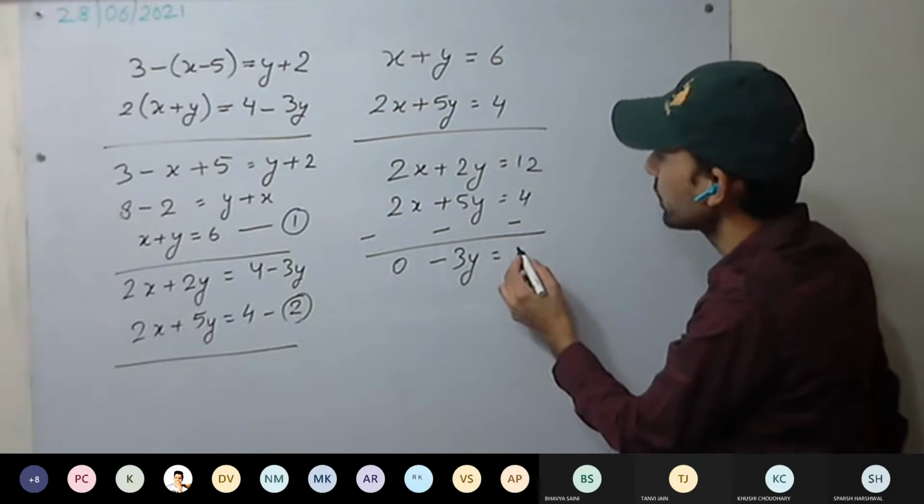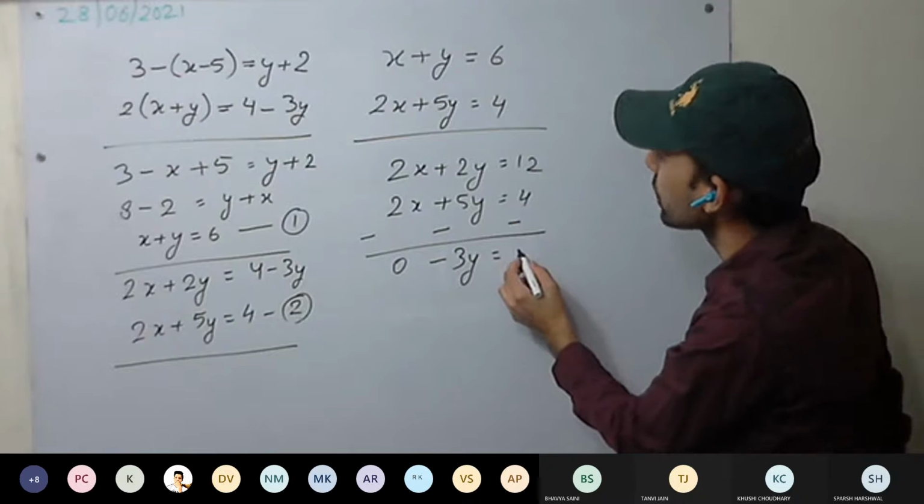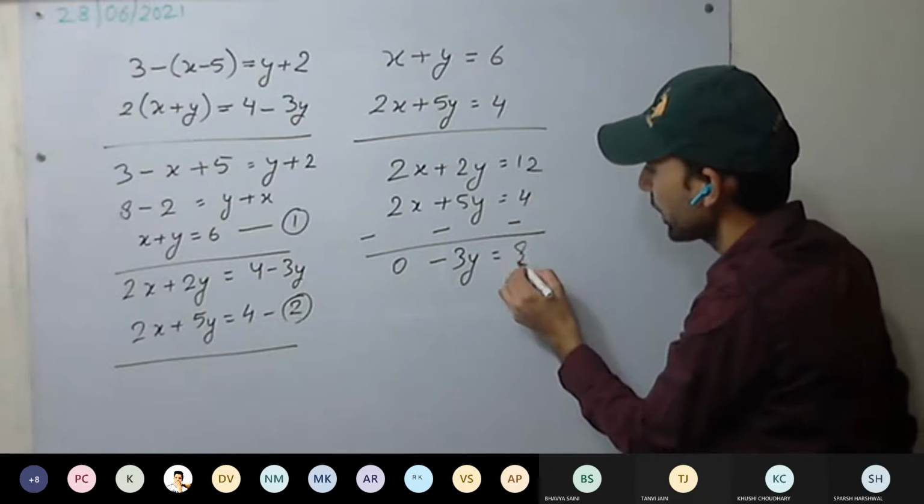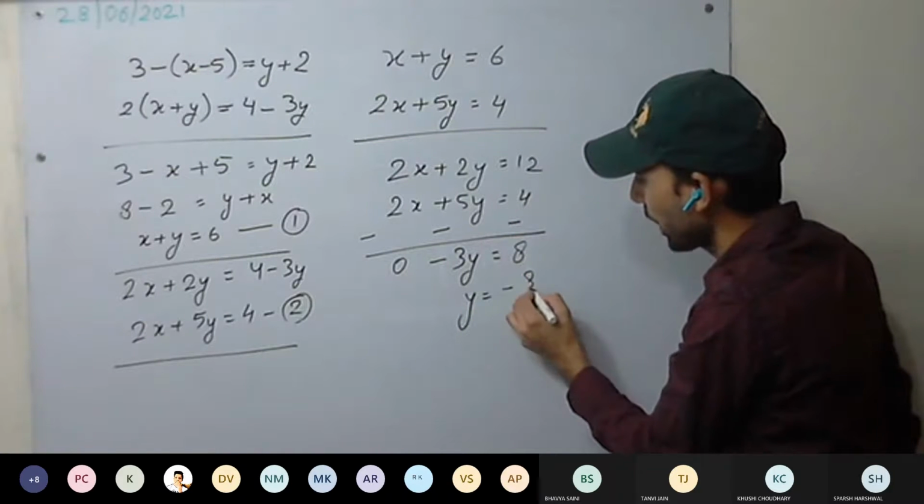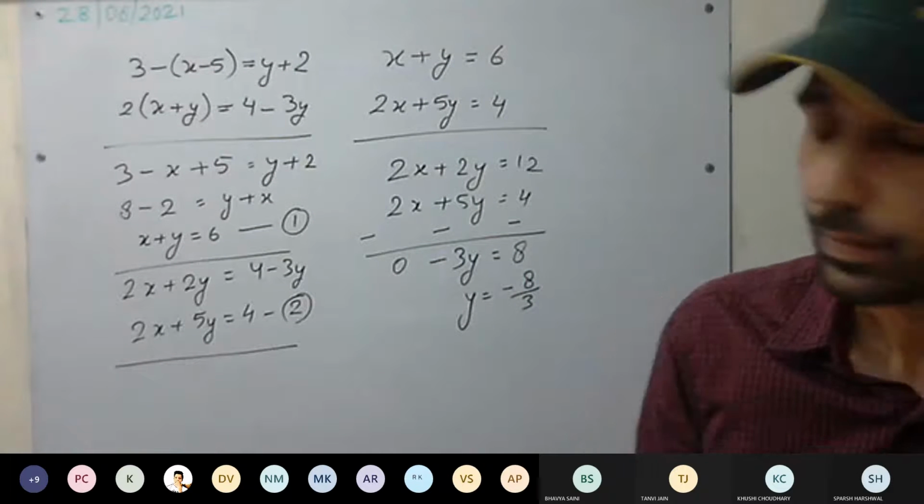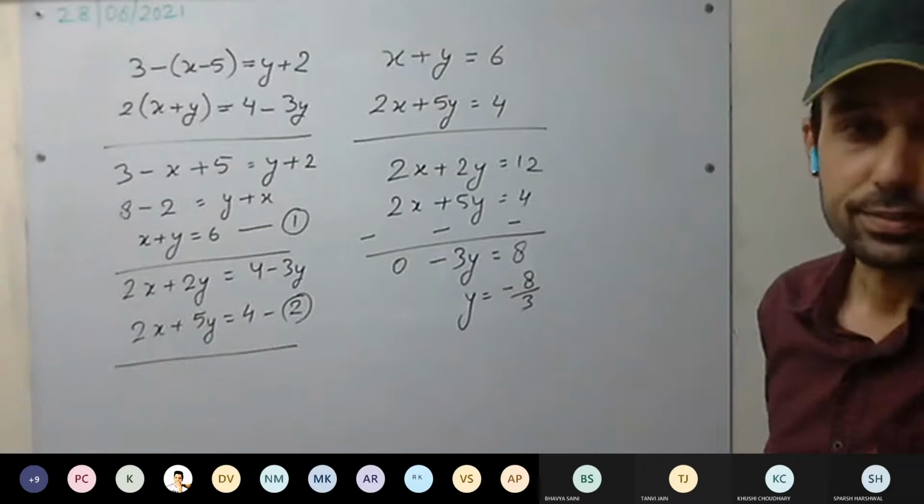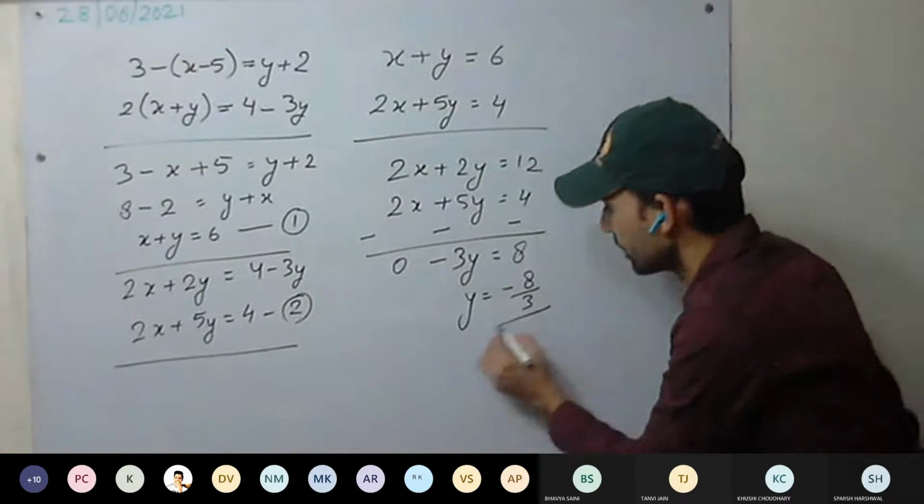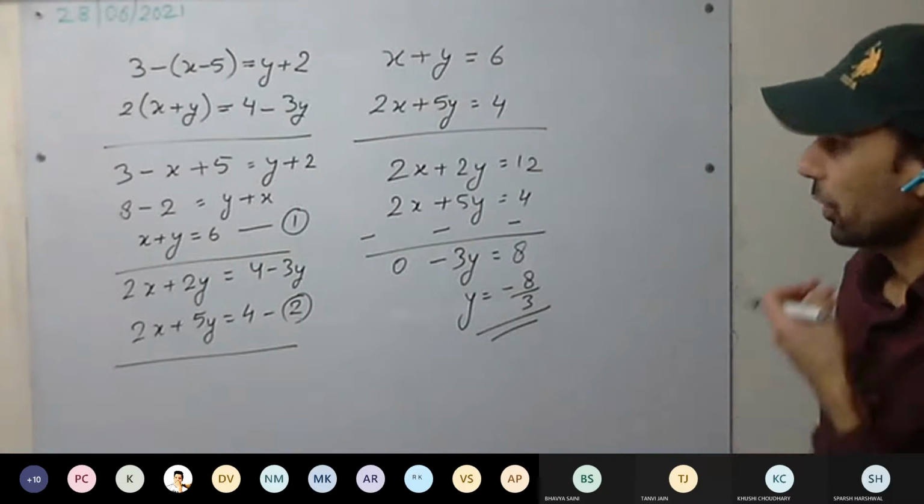12 minus 4. 12 minus 4, 8. Y equal to minus 8 by 3. Is this the answer? Value of y we have got.